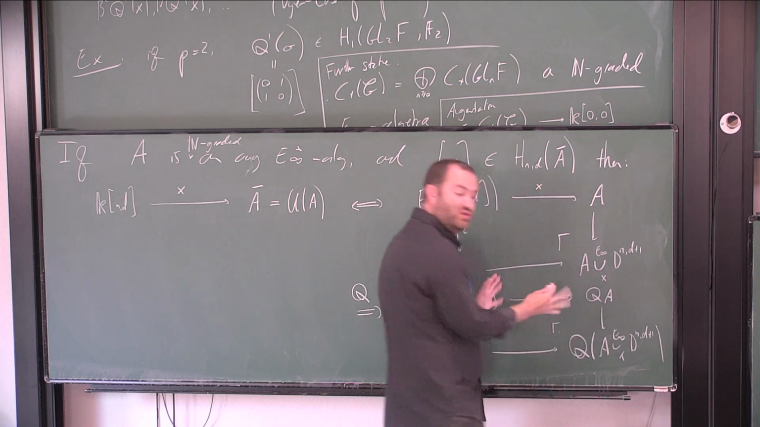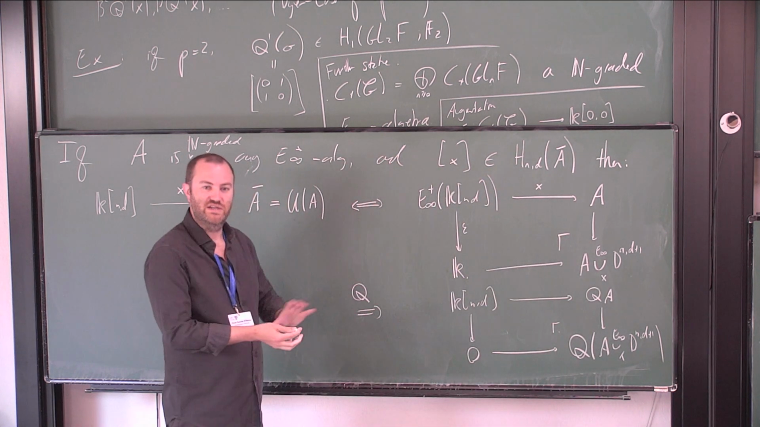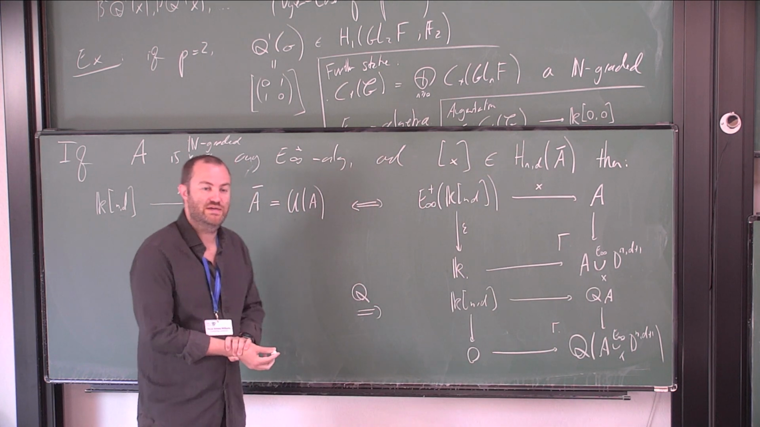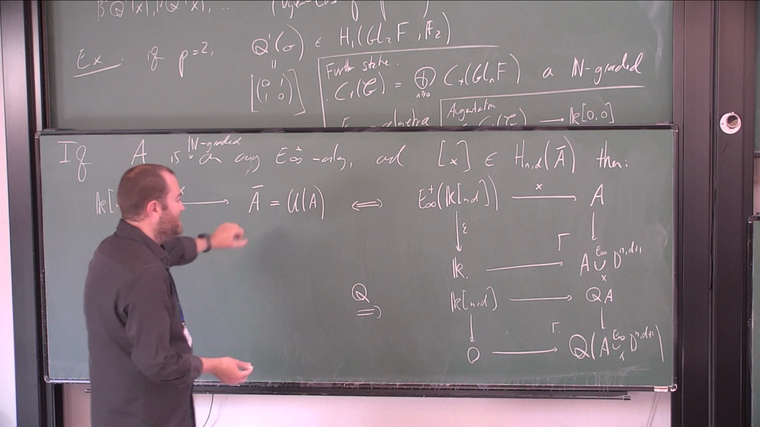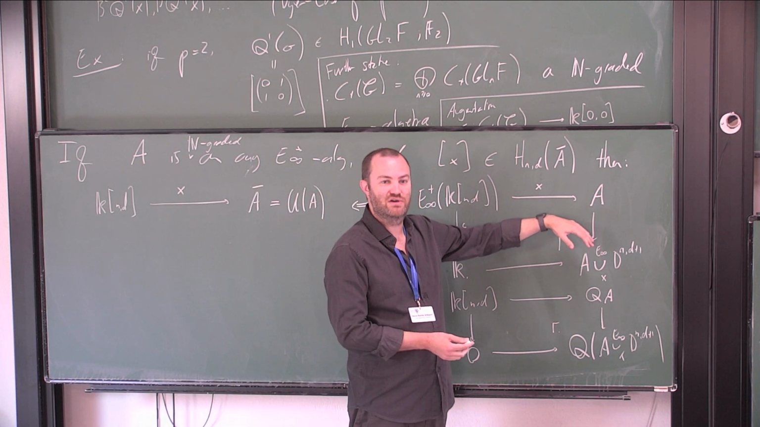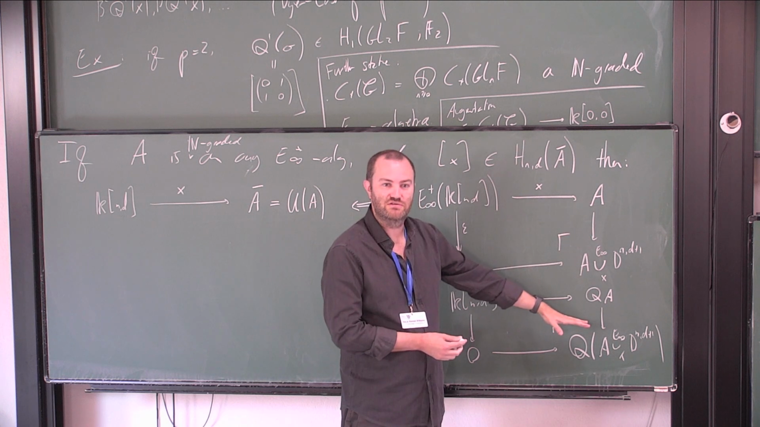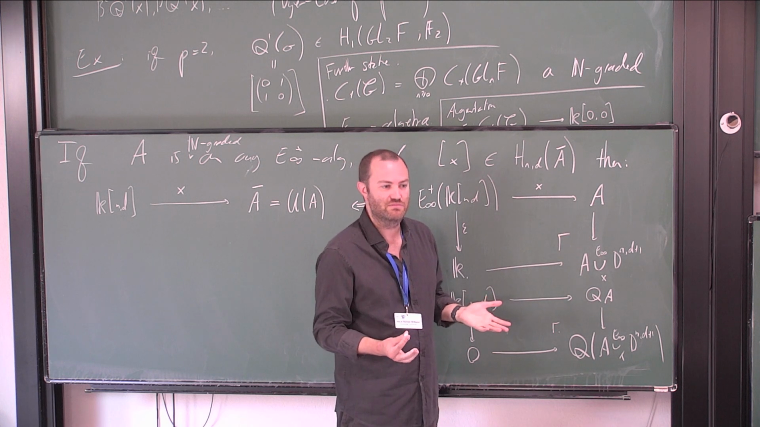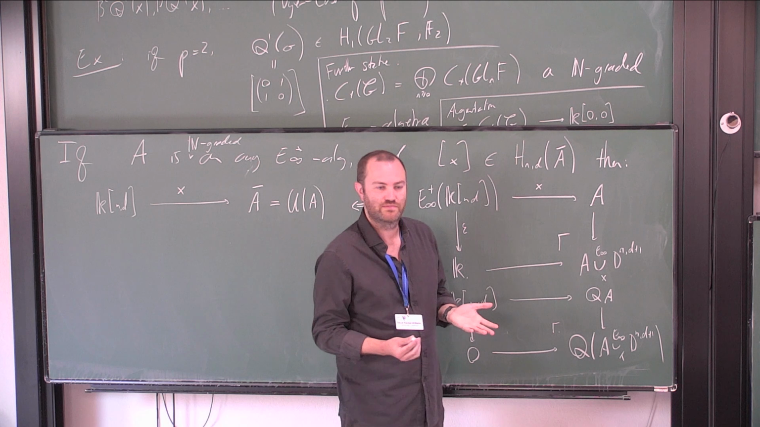This is just a push out in ordinary chain complexes, maybe with an additional grading. Okay, and the lesson is that attaching an E infinity cell to A has a very simple consequence on this Q construction. It just attaches an ordinary chain complex cell to Q.